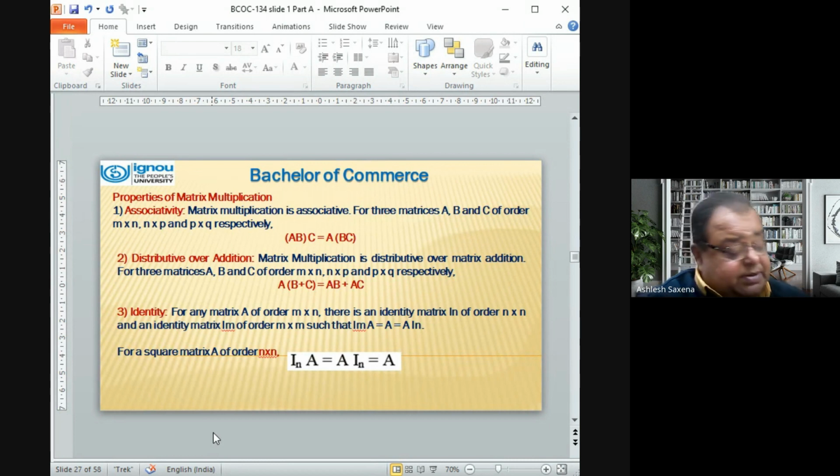Identity matrix. As you know, it has been told to you that only the diagonal will be 1, and all the remaining elements will be 0. Now, how is it written? It is written as I subscript n. You can see here, I n. N means order.